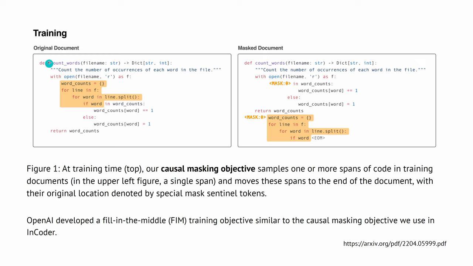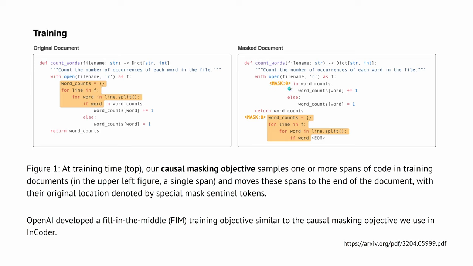So what you have here are your code examples. You have the definition of a function in Python. The name of this function is to count the words of a specific file. So you have here: count the number of occurrences of each word in a file. And then you go. For the training purpose, because they are working on a decoder stack architecture, they take a certain block, a certain sequence of code. They cut it out and put it at the end of the code sequence. And at the location, they say, hey, here's a mask.